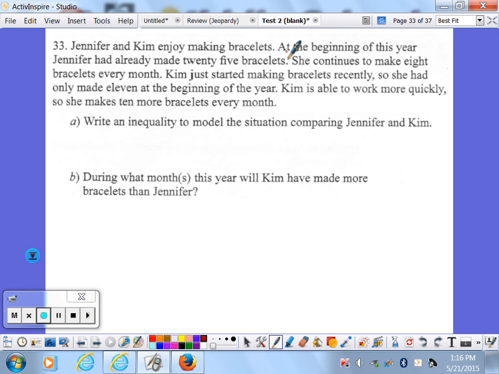Now, I just read that, and it seems like an awful lot, but we're going to go back and take it apart. Okay? So question A says, write an inequality. I want to make sure I'm using one of my inequality symbols to model the situation comparing Jennifer and Kim. So if I think about this, Jennifer already has 25, and she's making 8 every month. So let's see. Jennifer, she has 25, and she's going to continue making 8 every month. I'll use M for month.